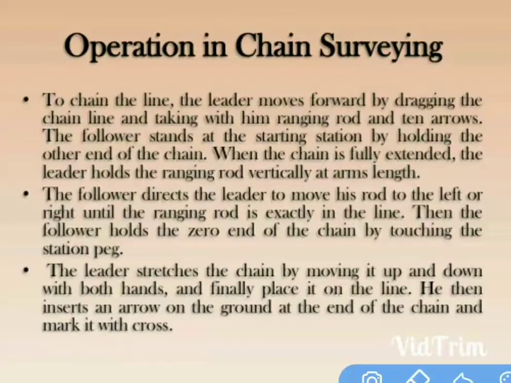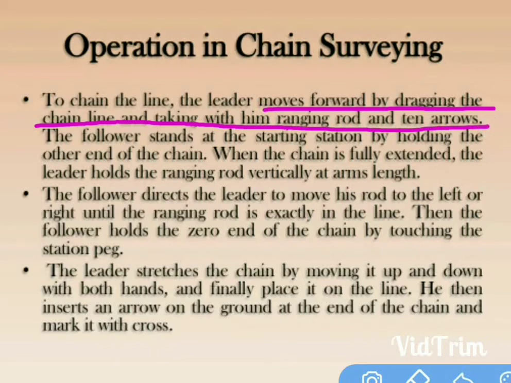To chain a line, the leader moves forward by dragging the chain line and taking with him the ranging rod and 10 arrows. Keep that in mind. The leader takes the ranging rods and 10 arrows, and the follower collects all the arrows later, right?